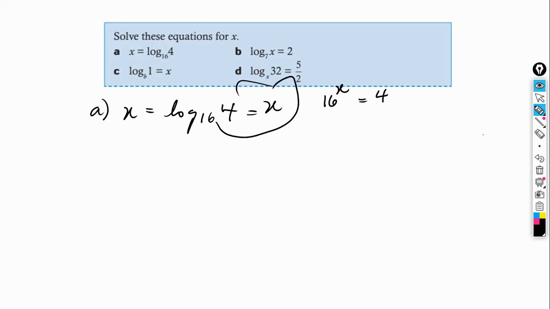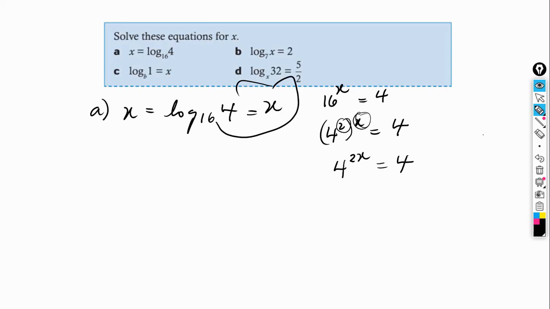But we can rewrite 16 as 4 to the power of 2, right? Because 4 times 4 is 16. So we can say that this is 4 squared to the power of x is equal to 4. And then, because this exponent is below this other one, which is to the power of x, we multiply, right? The rule is multiply. So we would get 4 to the power of 2x is equal to 4.